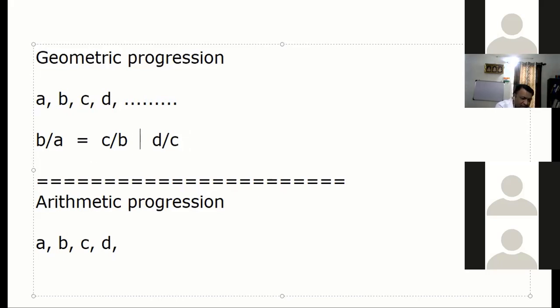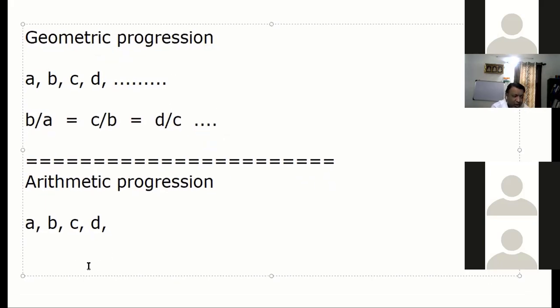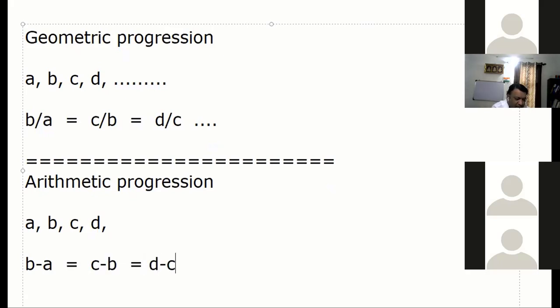I put minus by mistake. Yes, you are right, it will be like that. And if it is an arithmetic progression, though I didn't tell you, it's the same thing: you can say B minus A will be equal to C minus B, equal to D minus C, equal to dot dot dot. Everybody agree on this?